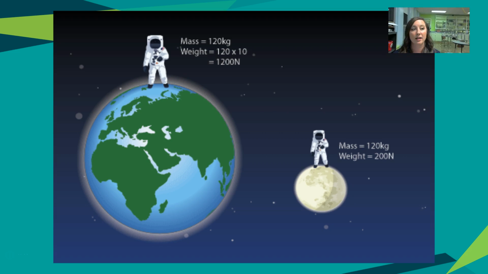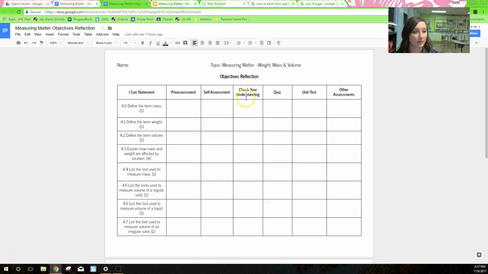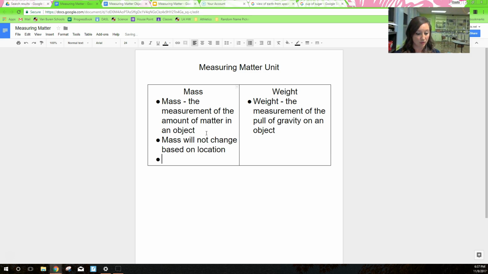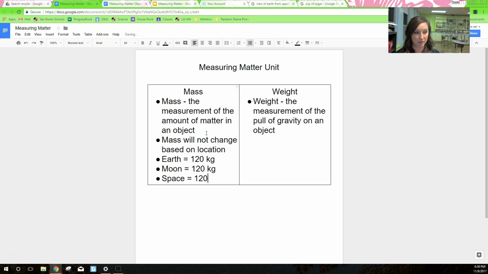But what we really want to see here is that mass doesn't change based on location. It's going to stay the same because mass measures matter. Weight, on the other hand, is going to change based on your location in the universe. So let's get that fact written down into our notes. Mass will not change based on location. So if we have on Earth 120 kilograms of sugar, on the moon we're going to have 120 kilograms of sugar, and in space we're going to have 120 kilograms of sugar.